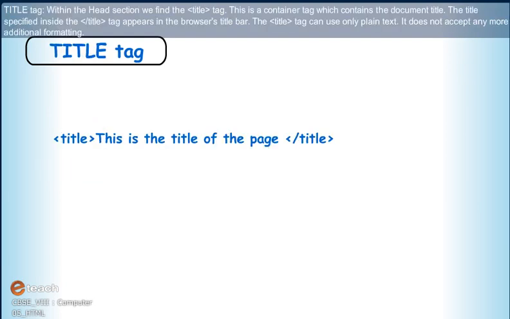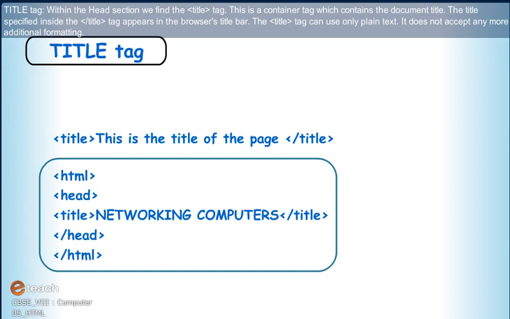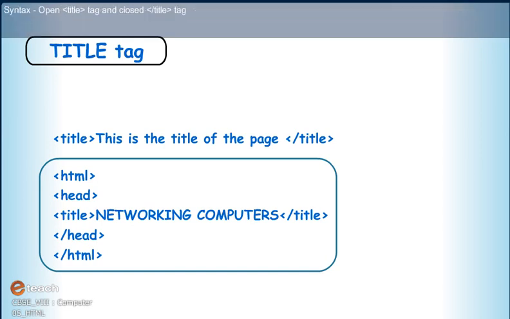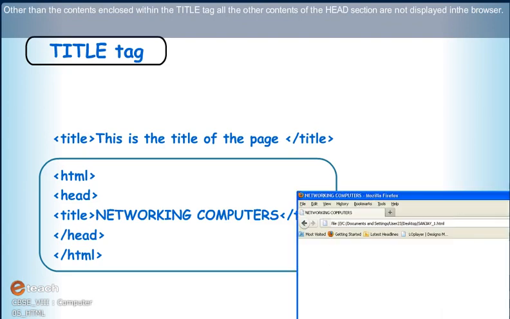Title tag. Within the head section, we find the title tag. This is the container tag which contains the document title. The title specified inside the title tag appears in the browser's title bar. The title tag can use only plain text. It does not accept any additional formatting. Syntax: open title tag, close title tag. Other than the contents enclosed within the title tag, all the other contents of the head section are not displayed in the browser.